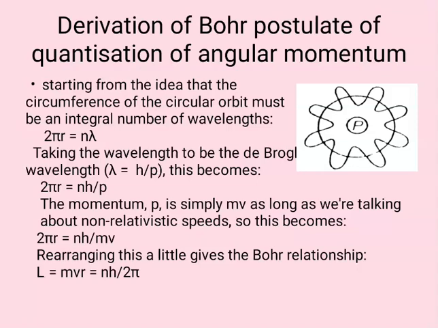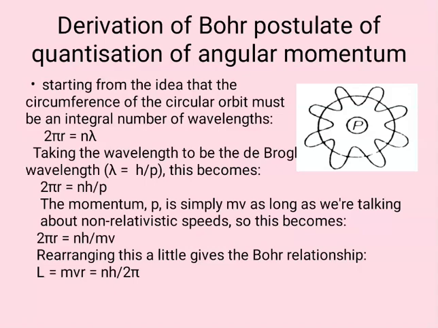For the derivation, just consider an electron moving in a circular orbit of radius r around the nucleus. If the two ends of the wave meet to give a regular series of crest and trough, it is in phase. In case they don't, then the electron wave is said to be out of phase. Now, starting from the idea that the circumference of the circular orbit must be an integral number of wavelengths, 2 pi r should be equal to n lambda. The circumference of the circular orbit will have n number of waves in it. So 2 pi r is equal to n lambda.